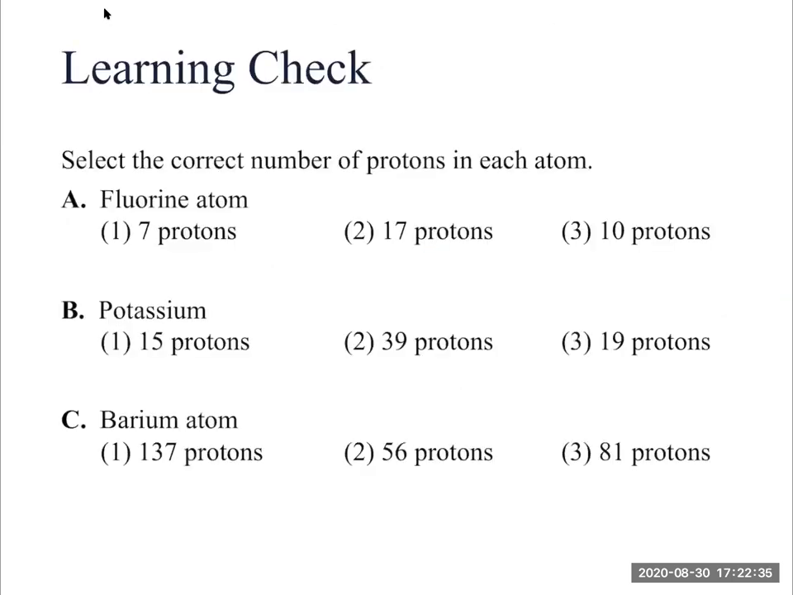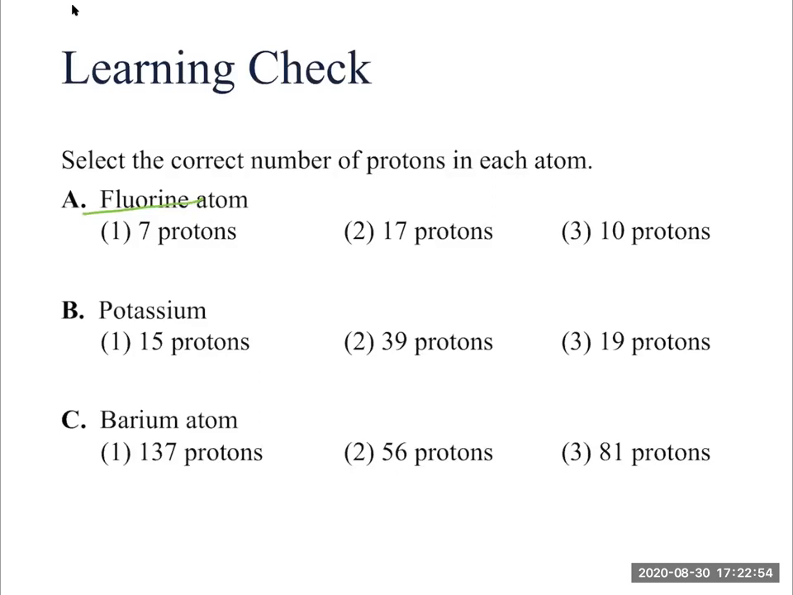Learning check. Select the correct number of protons for each atom. So if I'm talking about fluorine, you're going to look at the periodic table and you're going to see that fluorine's atomic number is 9.